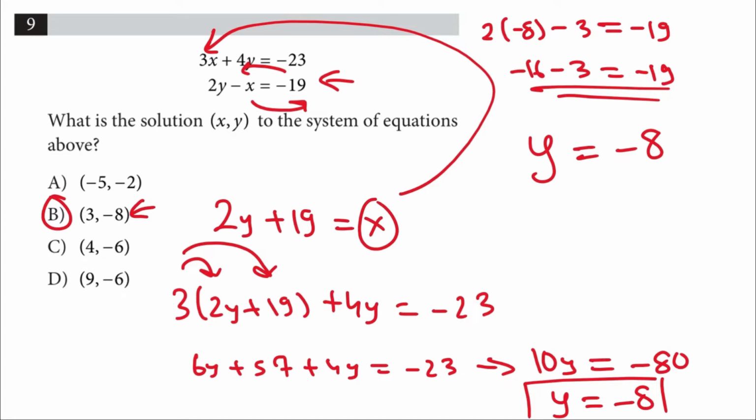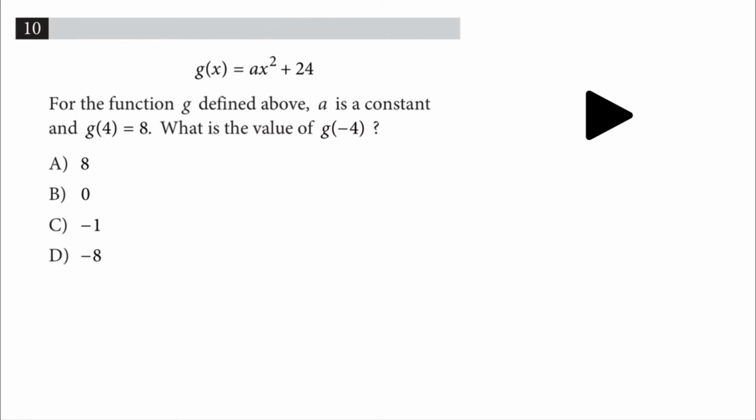Let's move on to the next question. For the function g defined above, a is a constant and g of 4 is equal to 8. What is the value of g of negative 4? Guys, first of all, in order to understand what the value of g of negative 4 is, we need to find the unknown, which is a. Let's plug 4 instead of x and 8 instead of g of x, since g of 4 is equal to 8. So 8 is equal to a times 4 squared, which is actually x squared, plus 24.